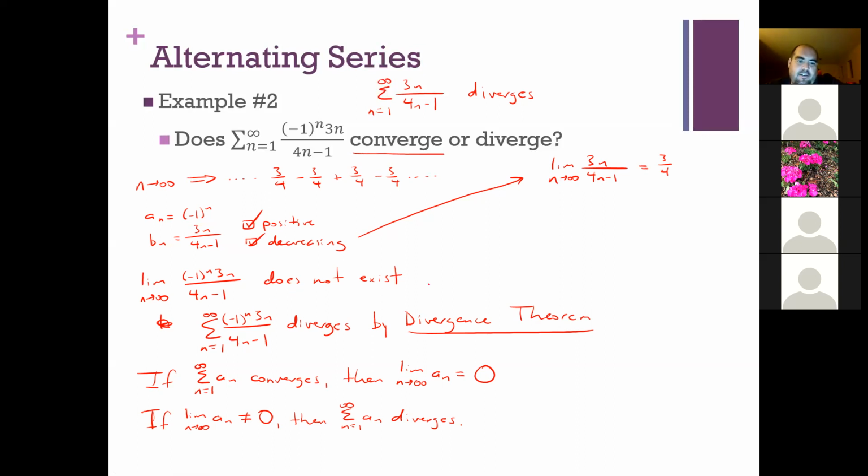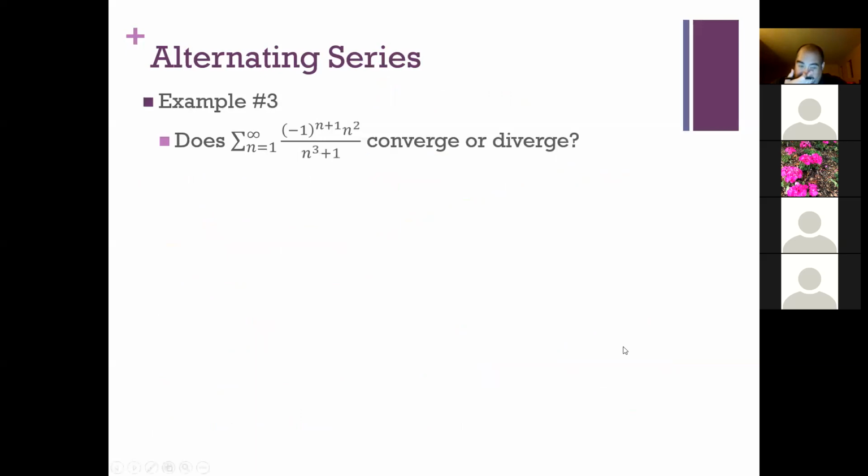So this series diverges by the divergence theorem or the alternating series test. Any questions on this one? All right, let's keep on going. How about this one here?